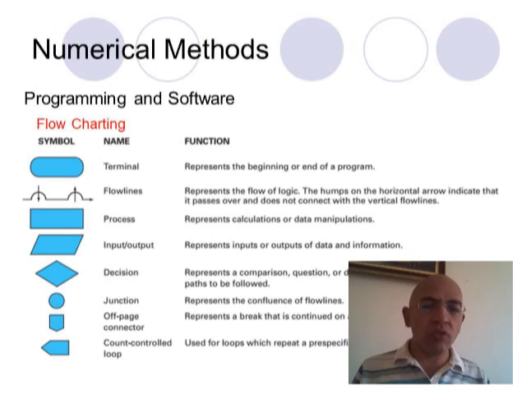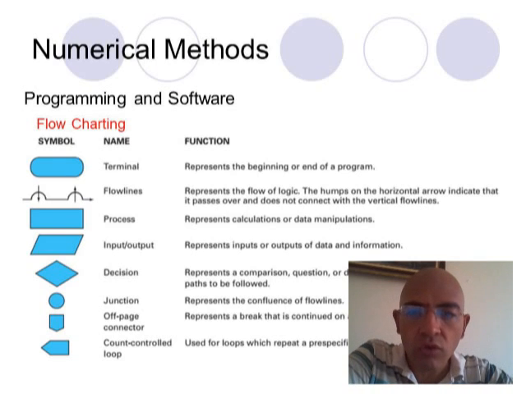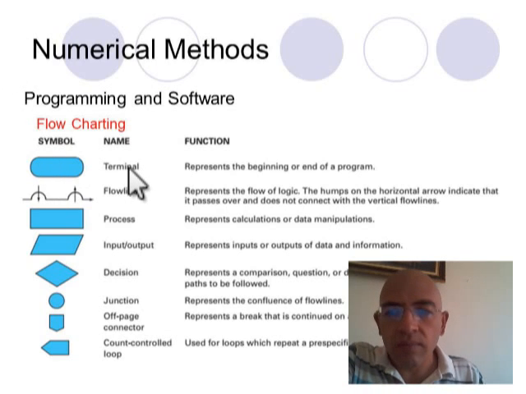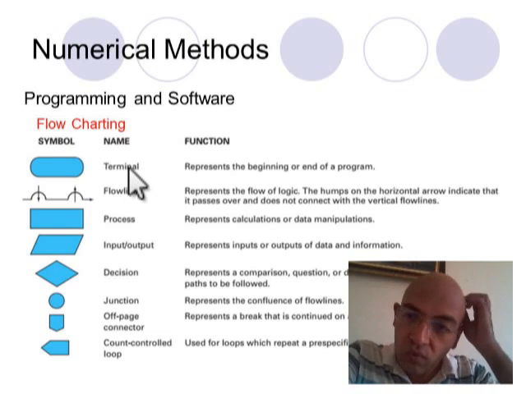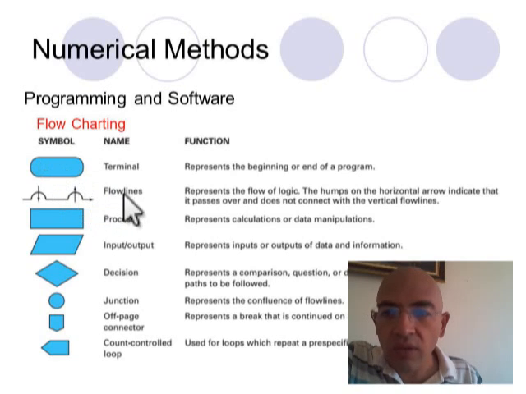So when you change the programming language, the only thing that you change is the command, which is proper to the code. So the first symbol is the terminal. It is the start, it is the end, and whatever it is. That is the terminal, and it's something like an ellipse. Then we have the flow lines. Basically these flow lines connect each operation and tell us in which direction we will go. Next thing is the process.